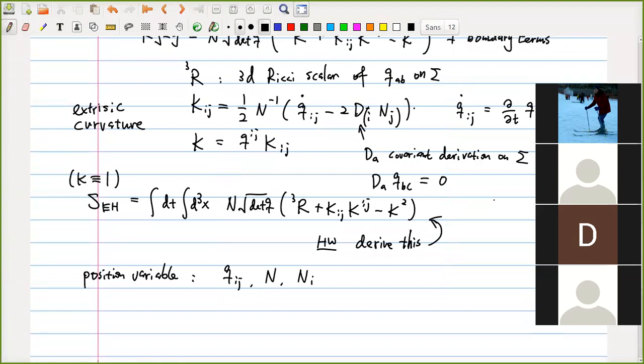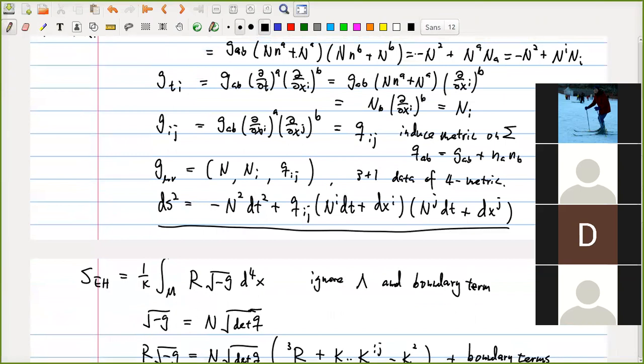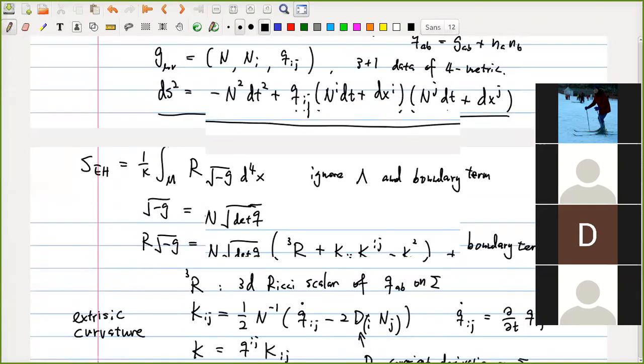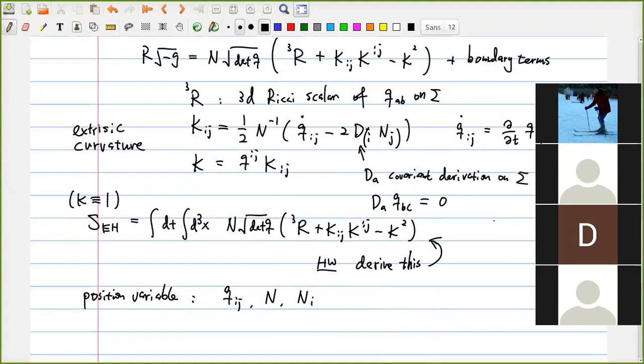So these are the position variables, and these are just the data of the four-metric, the 3+1 data of the four-metric, and you see explicitly that all those quantities in the action depend on this set of data, completely determined by this set of data. And this R is completely determined by Qij, and this Kij depends on Qij and, of course, the time derivative of Qij, and also depends on the lapse function n. And K is just the trace of the Kij.